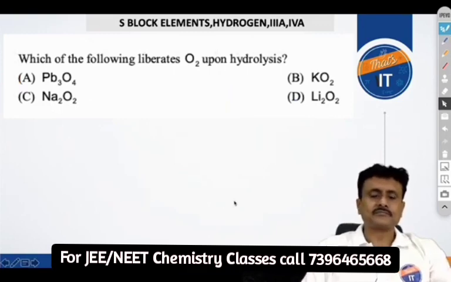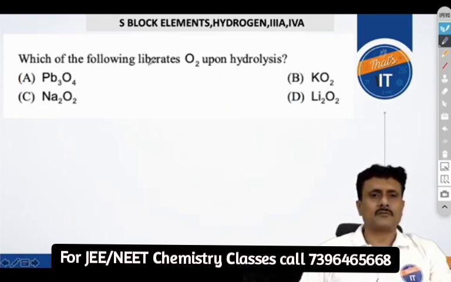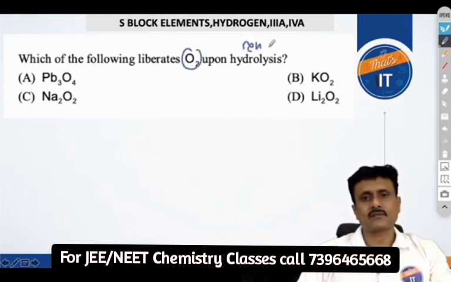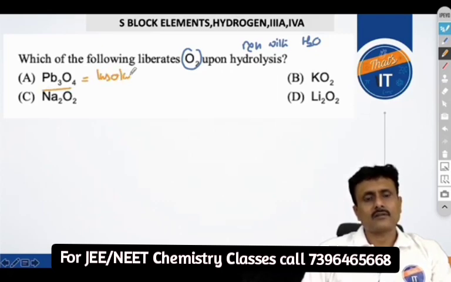Now let's see the next question. You can see here: which of the following liberates oxygen gas upon hydrolysis, that is, reaction with water? You know that this Pb3O4 is insoluble in water, so there is no point that this will react, isn't it?